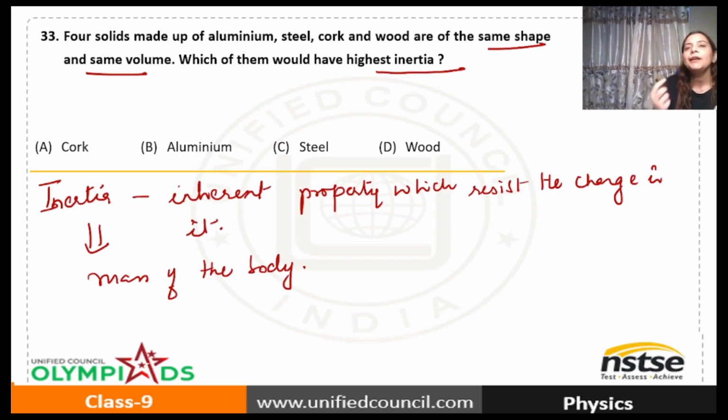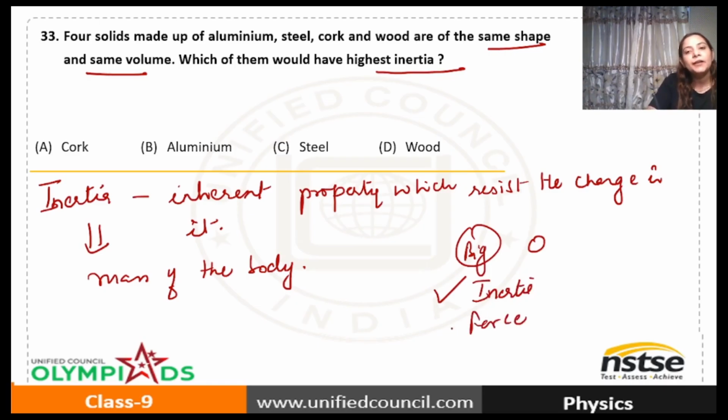For example, if you have two stones rolling down, say one is a bigger stone and one is a smaller stone, the force required to stop it would be more in the case of the bigger one. The reason being, it is big in size, its inertia is more, that is, its resistance is more. Therefore, to change its state, the force applied will definitely be more. So here in this case, we have options cork, aluminium, steel and wood.